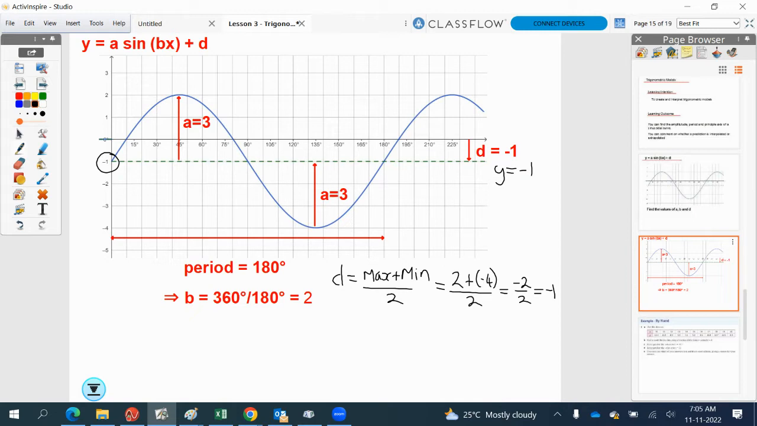Next, we want to find our value for a. a is the amplitude. Typically, it's the distance from the principal axis to the maximum, or the distance from the principal axis to the minimum. But if you can't find the principal axis, you can find it another way using the minimum and the maximum. So the maximum minus the minimum divided by 2 will give you the amplitude. So that's going to be 2 minus -4 over 2, which is 3.